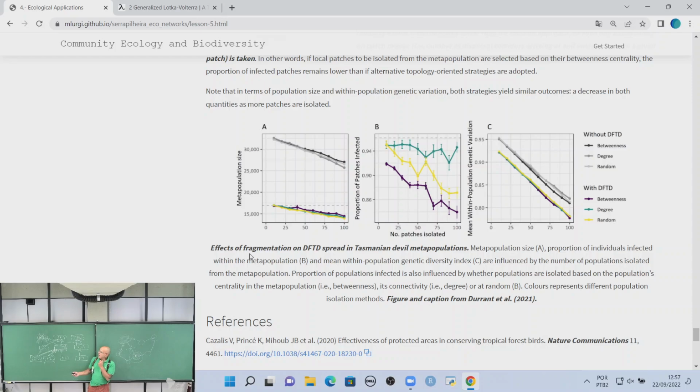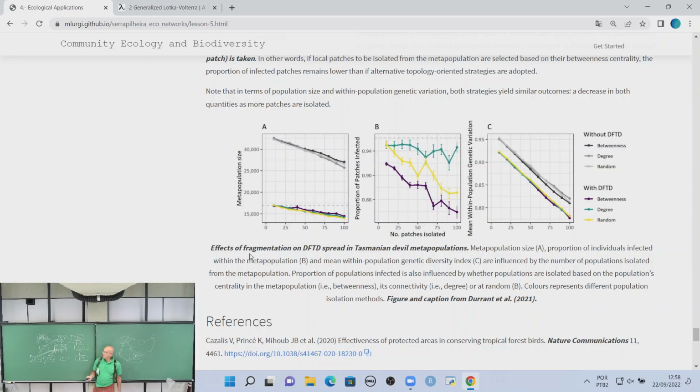And you can see that when we remove patches by their degree, the effect is not really great, which is kind of surprising because degree is a measure of how connected you are in the network. It turns out that it's even worse in terms of stopping disease spread than removing or isolating patches randomly, right? That was kind of surprising.